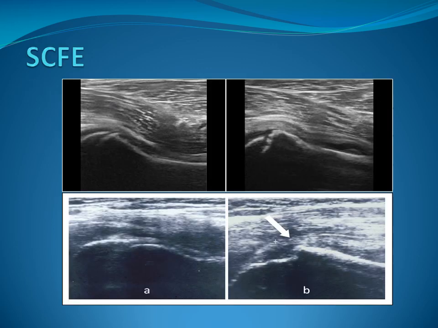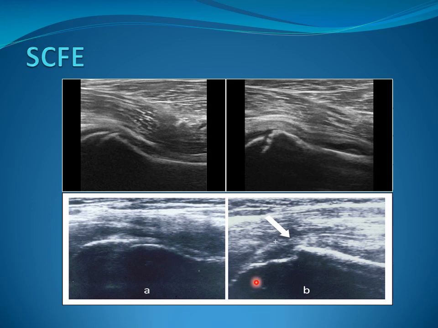Another finding we can see in the pediatric age group or young age group is the slipped capital femoral epiphysis. This is an example of a normal appearance of the epiphysis and its alignment with the metaphysis and the shaft of the femur. On the affected side, we can see here that there is abnormal orientation and some sort of slippage of the epiphysis in relation to the femoral metaphysis, with irregularity noted at the superior aspect of the metaphysis. Here is also another example.